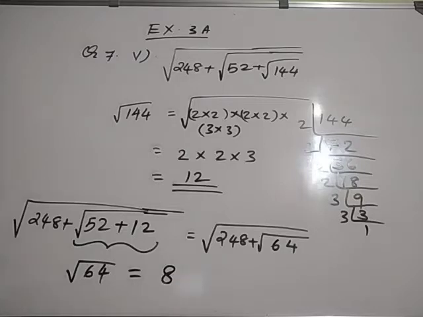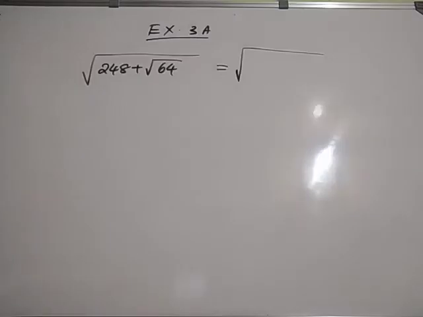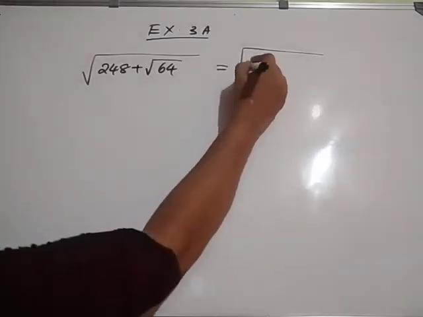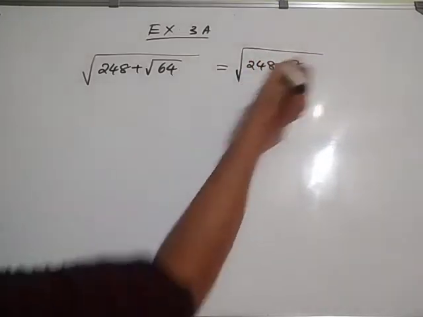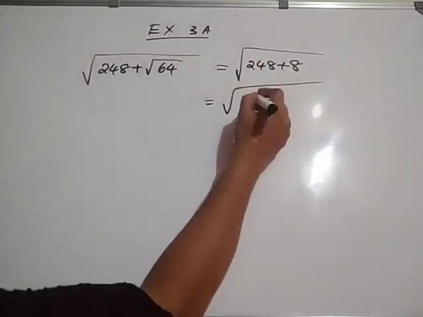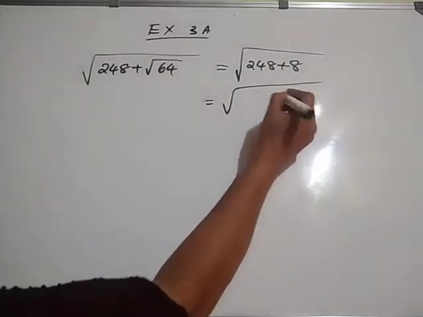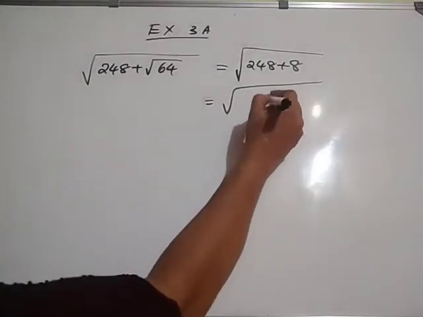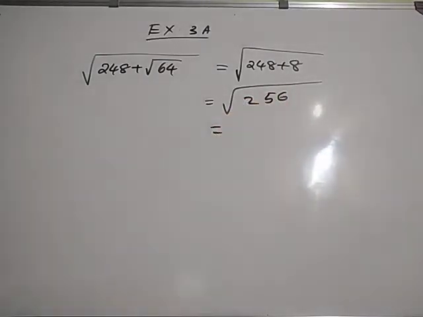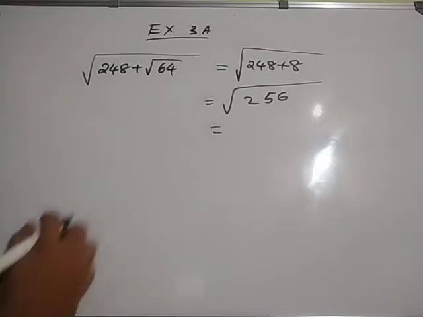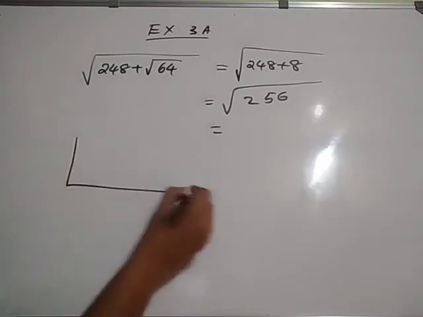Now substitute that value in that question. That's equal to square root of 248 plus 8. That's equal to square root of, add the values, 256. Now the last step is find the square root of 256. Let us do the prime factorization and find the square root. Prime factorization, do it in your working column.